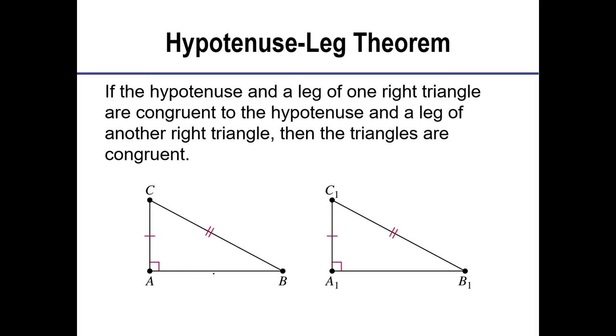The hypotenuse-leg theorem. If the hypotenuse and leg of one right triangle are congruent to the hypotenuse and leg of another triangle, then the triangles are congruent. Since the triangles are right triangles, we know that they must have a 90-degree angle. And according to the Pythagorean theorem, a squared plus b squared equals c squared, since they share a leg of the same length and the hypotenuse of the same length, you can prove that the third side must also be the same length. So this theorem is a consequence of side, side, side, and therefore these two triangles are congruent.